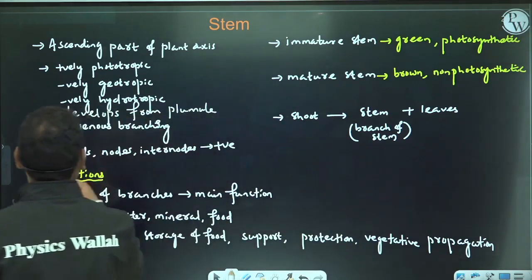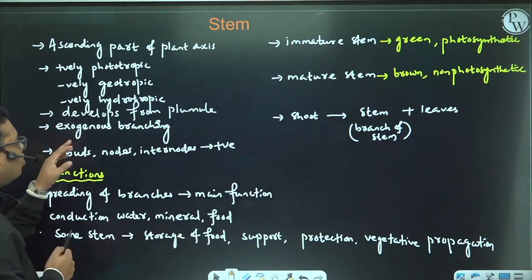So it may also have the buds. And the branching is exogenous.